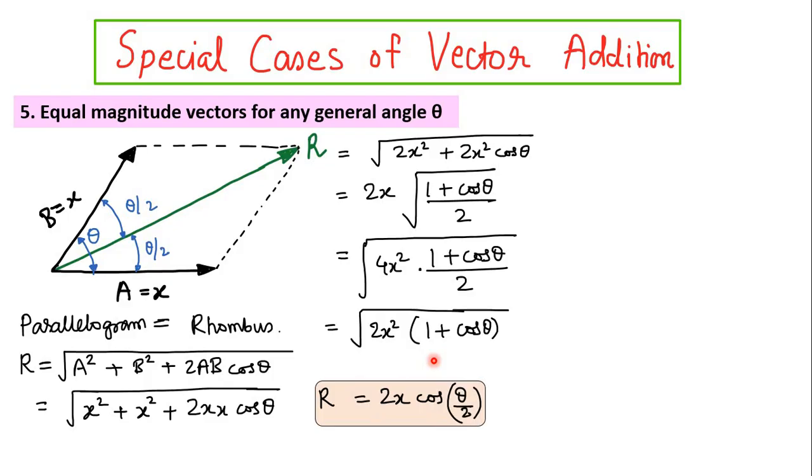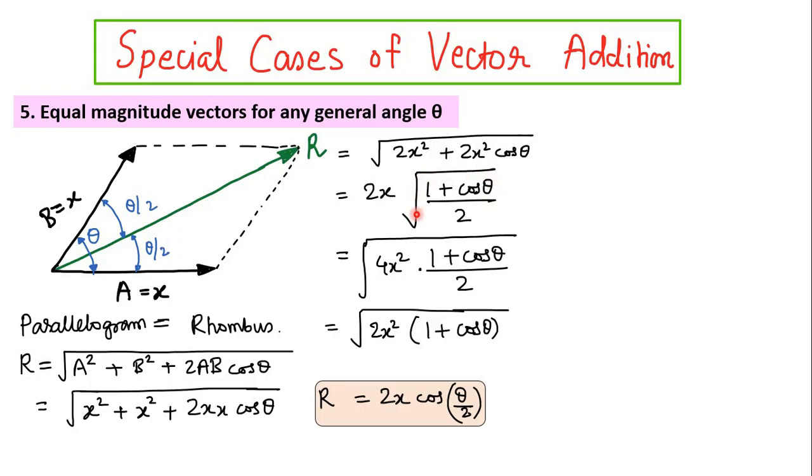So finally, after solving this, you will get r equal to 2x cos theta by 2. I think the steps are in the opposite order. Firstly this, then this, and then this. From this step, we are taking 2x square common, so by taking 2x square common, you get 1 plus cos theta. Then you multiply here by 2 and divide by 2, so that you can take the square root of 4x square outside as 2x, and the remaining thing in the square root is (1 plus cos theta) by 2.